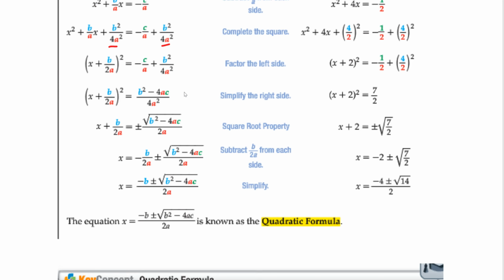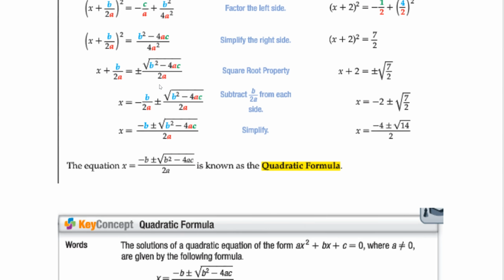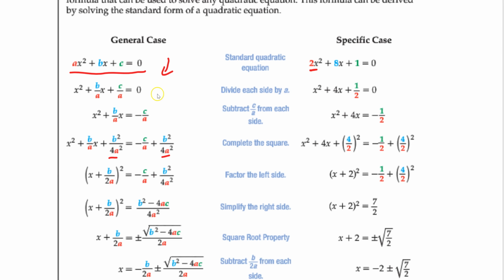And once you do that, this factors perfectly, every single time. And this side, you just have that. What they did from here to here was they found a common denominator. And then how do you get rid of the square? You square root it, and you're left with this. And then you get x by itself. That's where the quadratic formula comes from. It's just completing the square. That's all it is. So if you ever need to prove the quadratic formula, you just complete the square on the general equation.